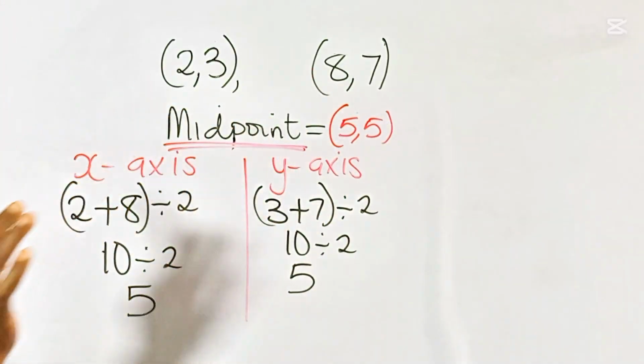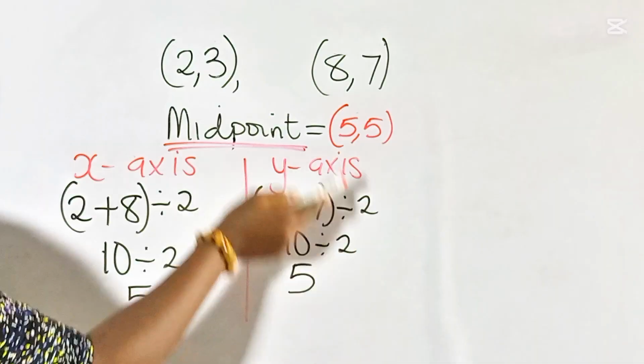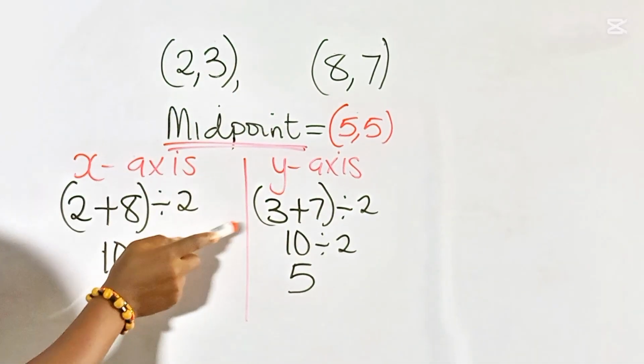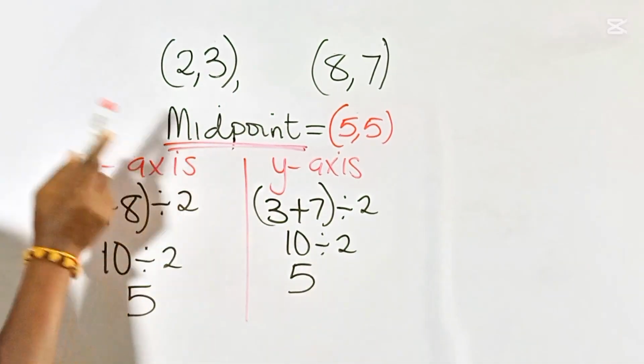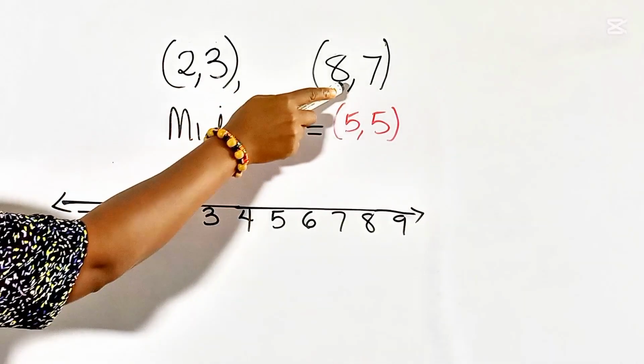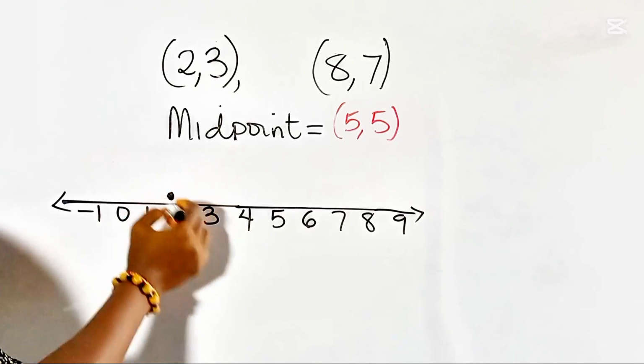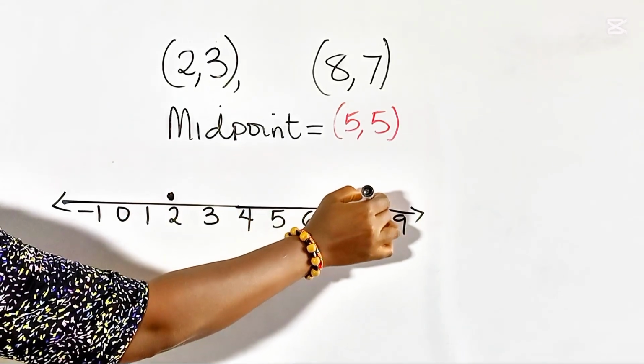This is where most people stop. But here is the problem. If you only memorize this, you don't actually understand it. Let me show you why using this number line. We focus first on the x values. So we have 2 and 8 for the x value.